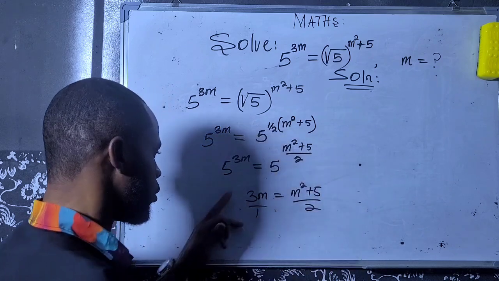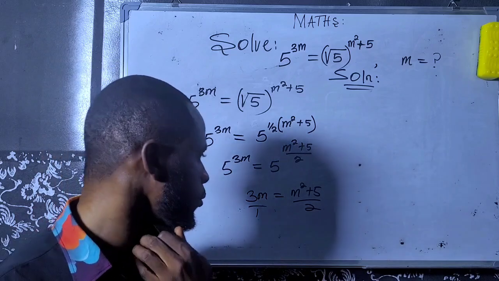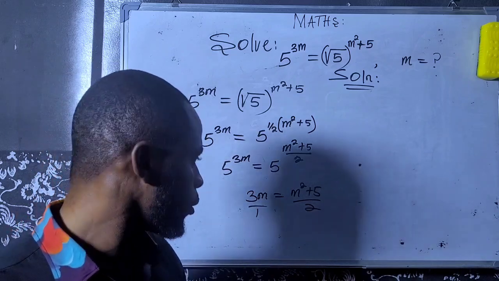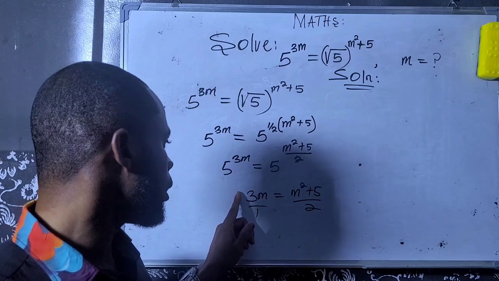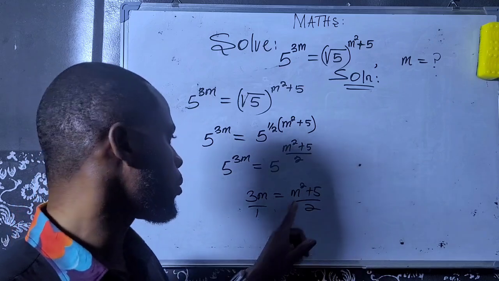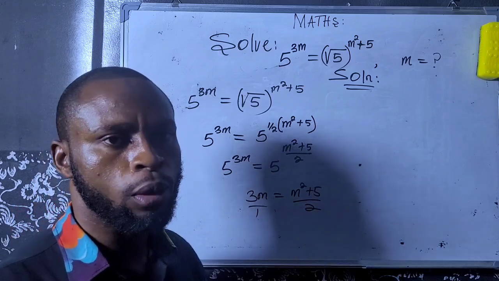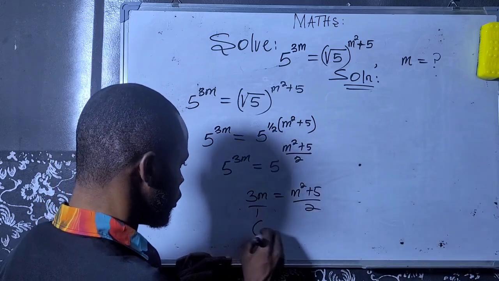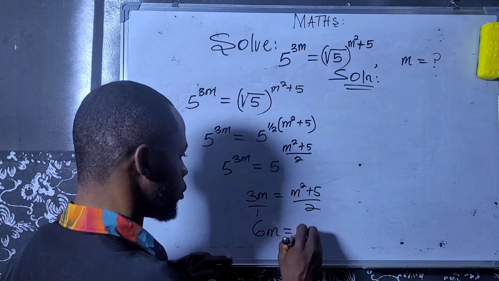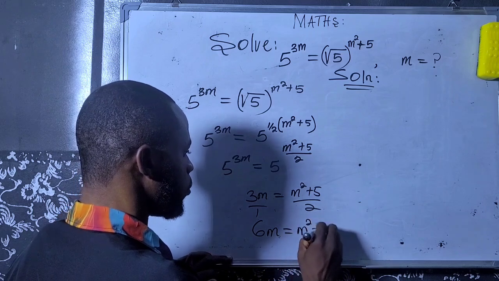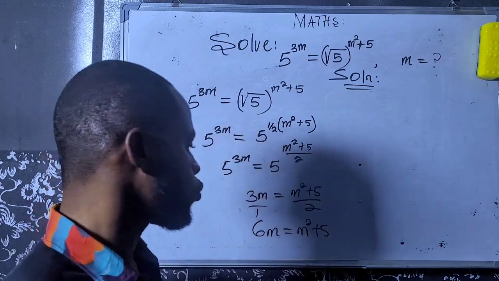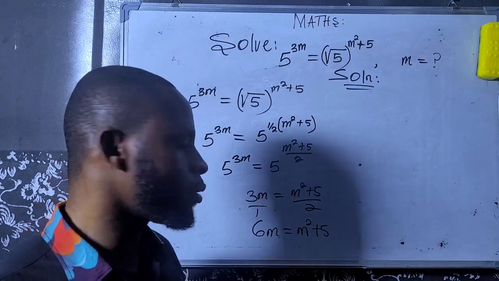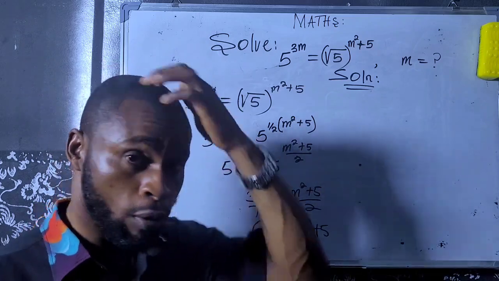Note this is always divided by 1. Here we are going to apply cross multiplication. Now 3m will be multiplied by 2 and 1 will be multiplied by m squared plus 5. If you do that, you're going to have here 6m equals m squared plus 5. This is quadratic. Then the next step is for us to rearrange this equation.